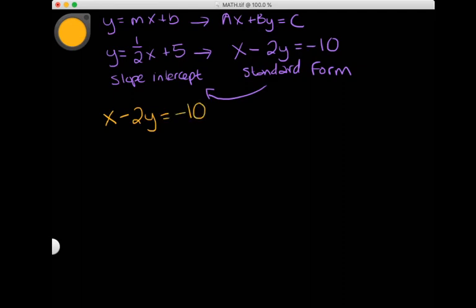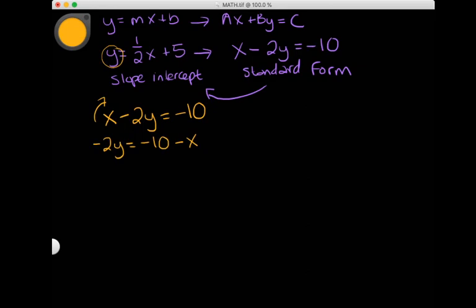So if I want to bring this back into slope-intercept form, what I have to do is rearrange it. Really what I'm doing is isolating for y, right? Because in slope-intercept form we have y by itself. So what I need to do here is move anything that's not a y over to the other side. So if I'm going to move this x, it's a positive x, over to the other side, a positive x over here will become a negative x on the other side. So I have negative 2y equals negative 10 minus x.